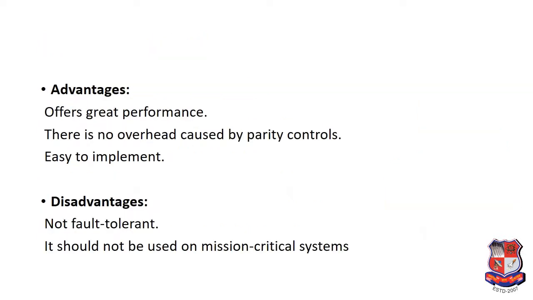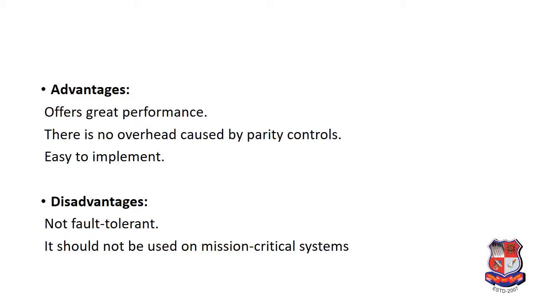The advantage of level 0 is that it offers great performance because both disks are working simultaneously. There is no overhead caused by parity controls, because we are not doing any parity check or error checksum or anything else. We are just providing a task and the task is done by a minimum of 2 disks, so there is no overhead, and it is easy to implement. Disadvantage: not fault tolerant. If some fault or data loss happens, then we can't recover our data.